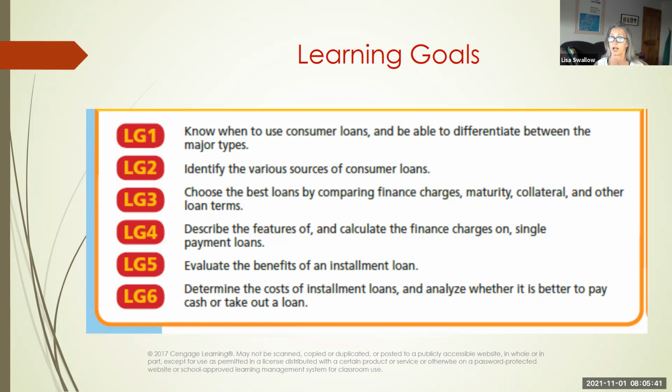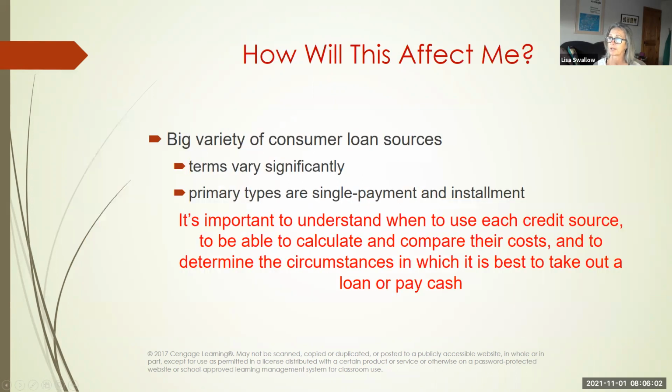So we're going to look at different kinds of loans and compare finance charges, maturity, when they're due, collateral, how much you may or may not have to put up as an asset to get the loan. And just basically we're looking at consumer loans. So it's really important that you understand each of the types of credit sources, what it's going to mean over the long term.